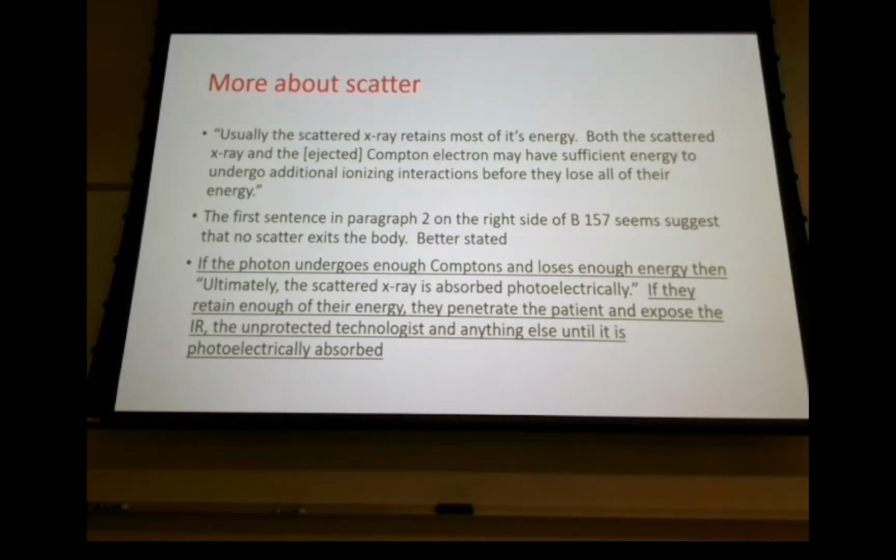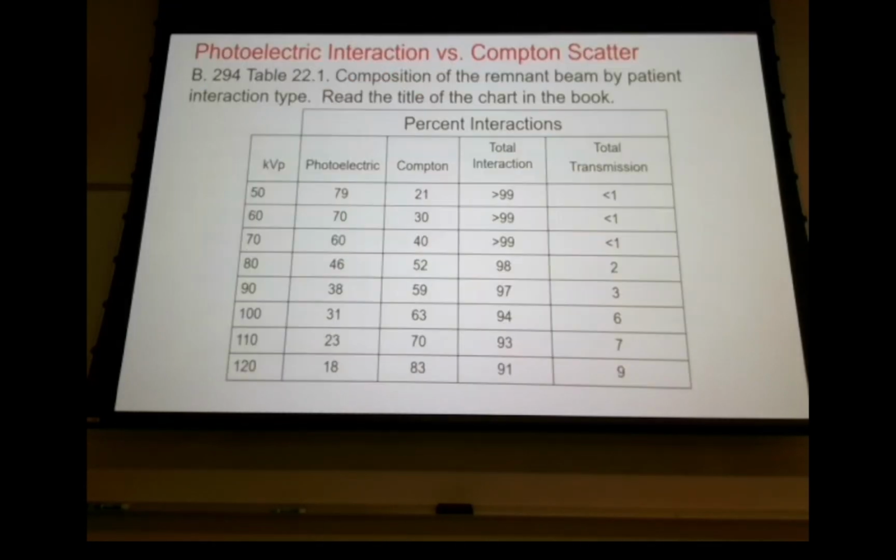If you read through Bushong page 157, the first sentence seems to suggest that no scatter exits the body. But if the photon undergoes enough Comptons and loses enough energy, ultimately they will become photoelectrics. If they don't lose that much energy, they'll penetrate, and as they penetrate, they fog the film, or they fog the image receptor. They become scatter radiation that hits the image receptor. Okay? See the difference there? Creation versus incident on the image receptor.